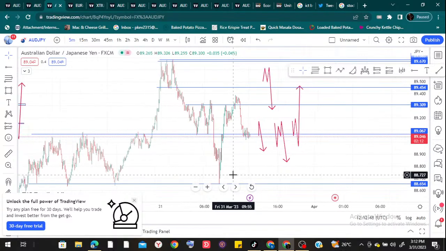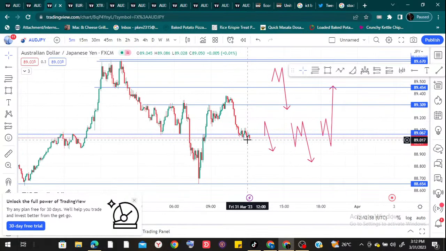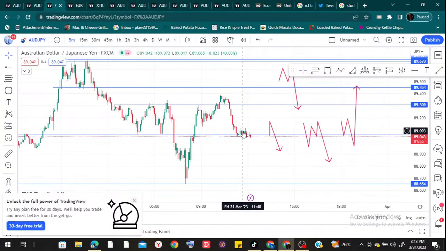You can try that out. So I also have these. There is some sort of consolidation around here, and we're waiting for a breakout. Whenever you see this structure, the market is consolidating. It's gathering energy.